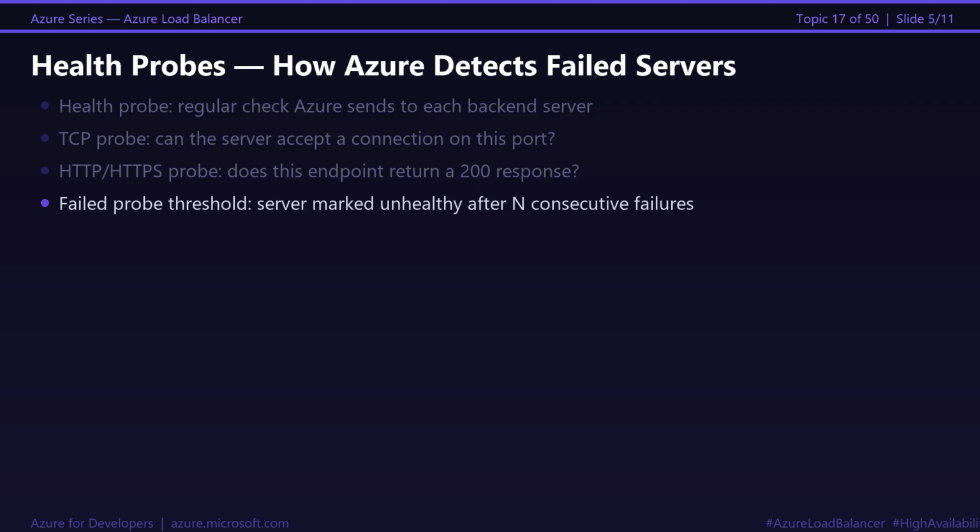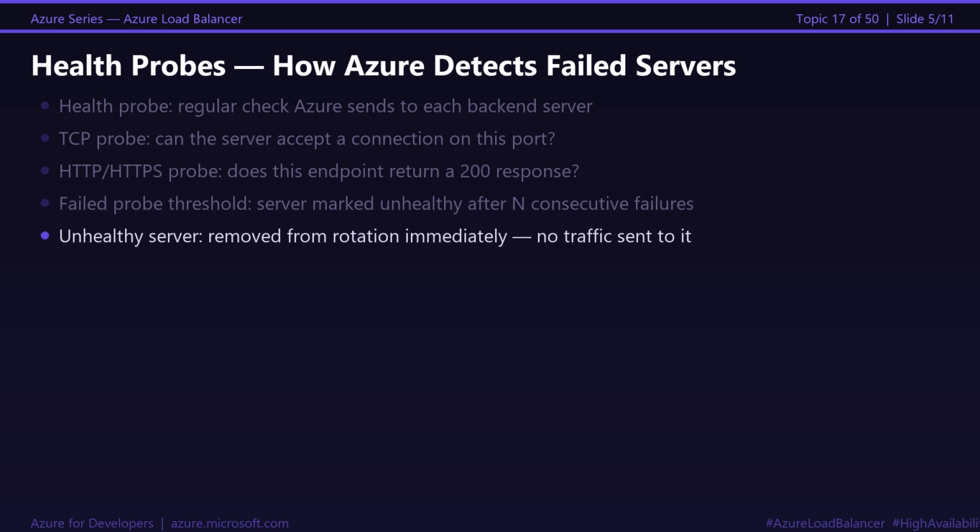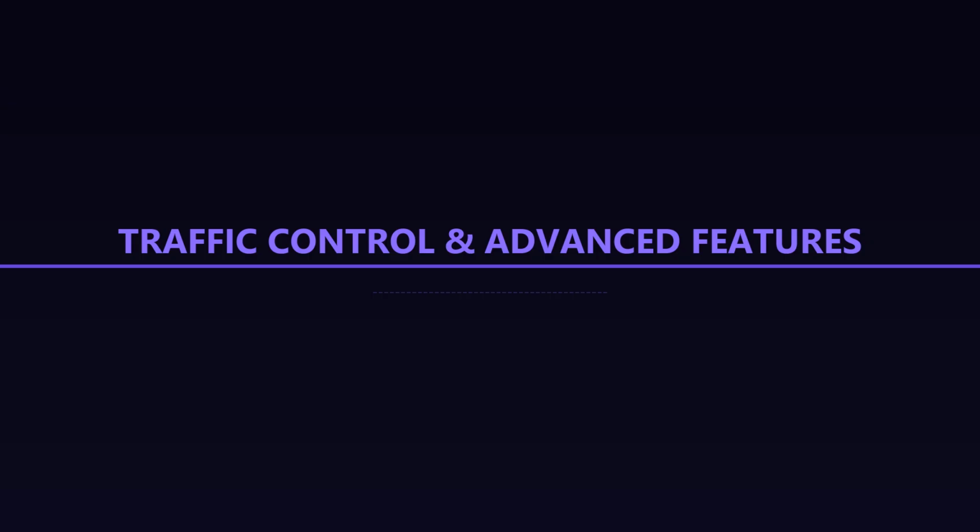How does Azure actually pick which server gets each connection? It uses a 5-tuple hash. Source IP, source port, destination IP, destination port, protocol. Hash the 5 values, get a number, that number maps to a server. Same 5-tuple always goes to the same server.